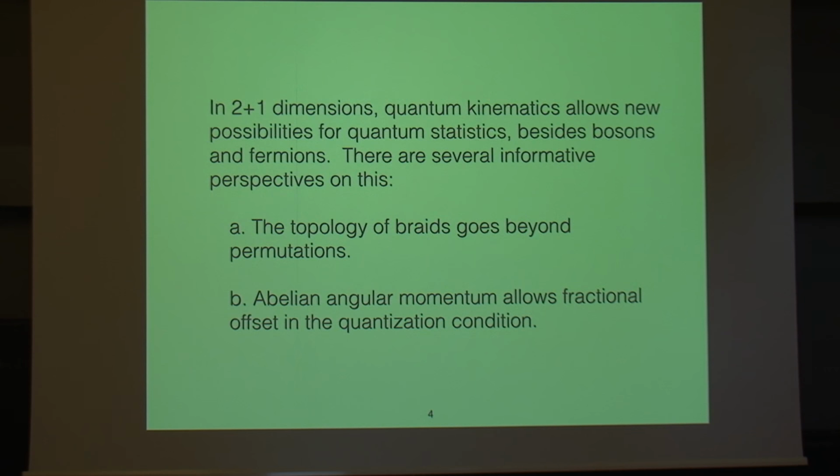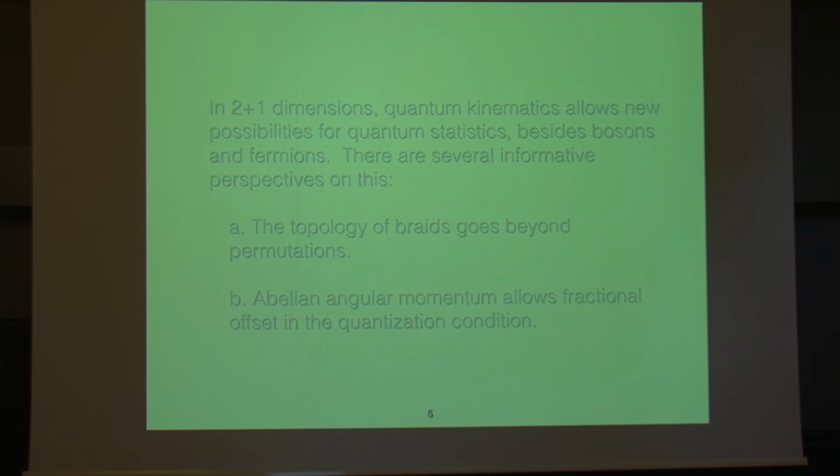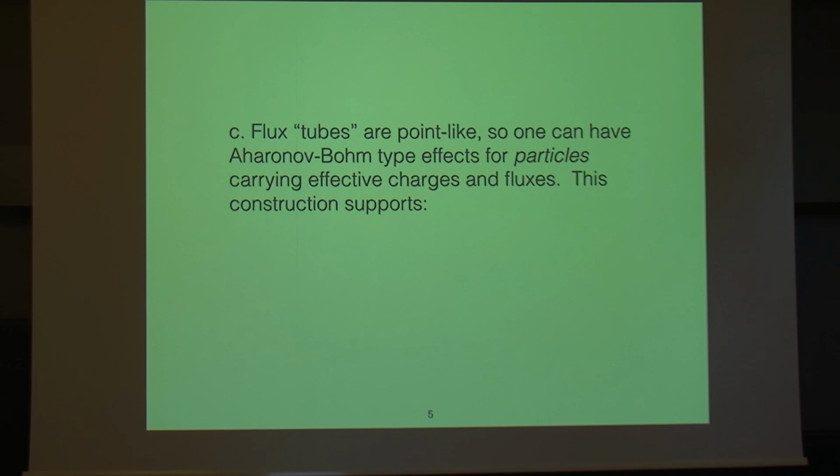Another thing that's special about 2 dimensions is that the rotation group is abelian, and so you can have offsets in the quantization condition. There's no nonlinear commutator to cramp your style. And probably the most fruitful way of thinking about it is that in 2 plus 1 dimensions, flux tubes become point-like so that one can have Aharonov-Bohm type effects for particles. Particles can have magnetic flux, and particles that carry both charge and flux will have funny phases as we move around one another. This can be realized either for abelian or non-abelian fluxes.